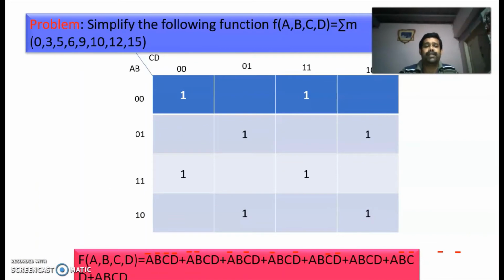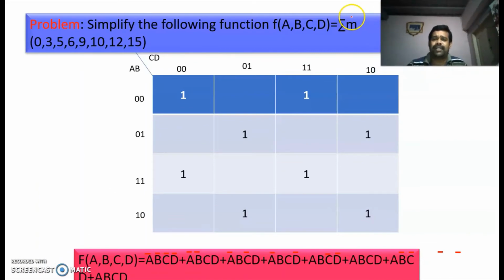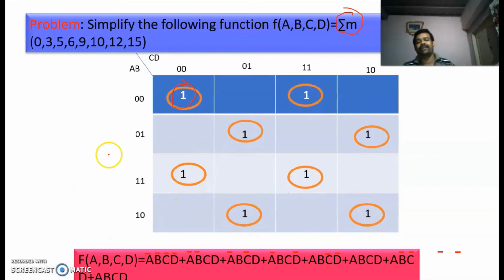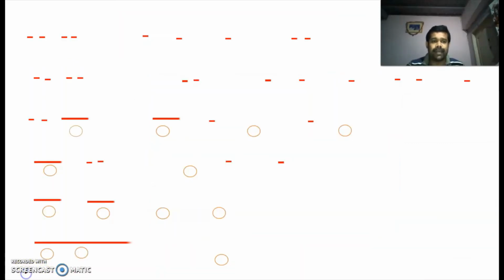simplify the following function. So this function is in SOP. You have to plot the corresponding ones, and in this particular problem there are no adjacent ones. So there is no possibility of grouping. So you have to go for individual grouping. You have to group it individually and write the expression. The expression for this one is nothing but the value of this cell, that is A bar, B bar, C bar, D bar. For this one A bar, B bar, C, D. So we have written the expression. Next we are going to simplify.